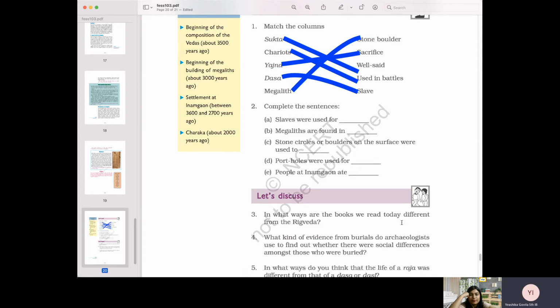Slaves were used for work. Still, like how? Okay, I'll explain it in a long answer a little. So fine, you can just say slaves were used for all types of work, all types of work, because it's not fill in the blanks, no, complete the sentences. Yeah. Right. And megaliths are found in the old stone ages.